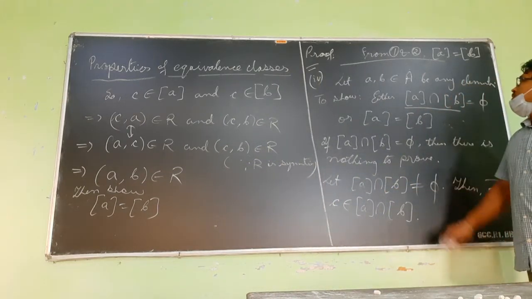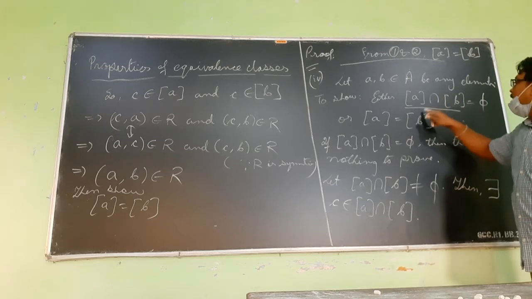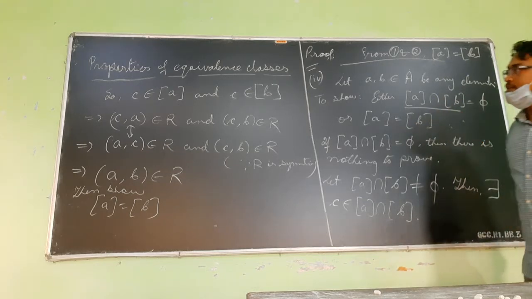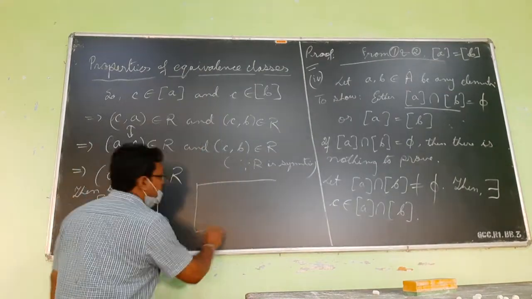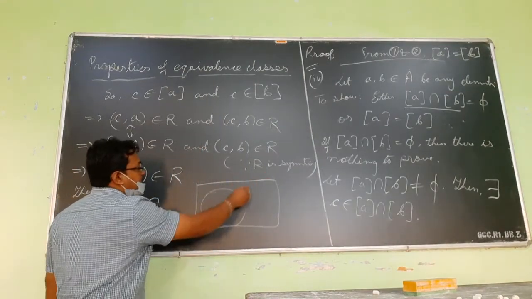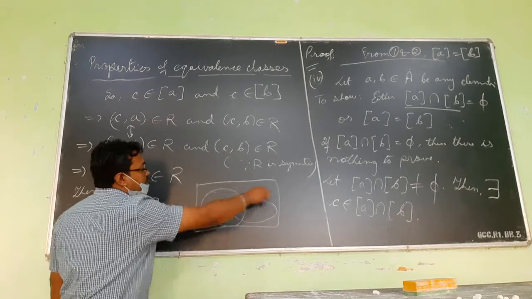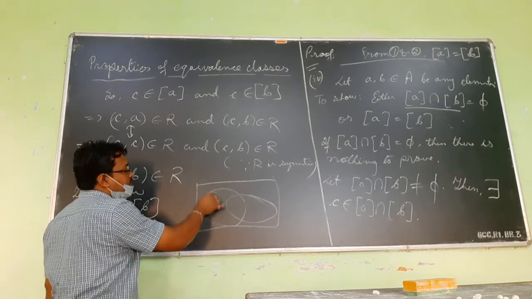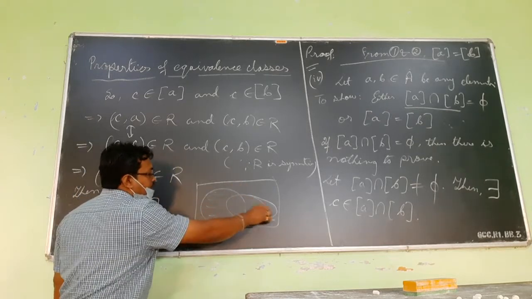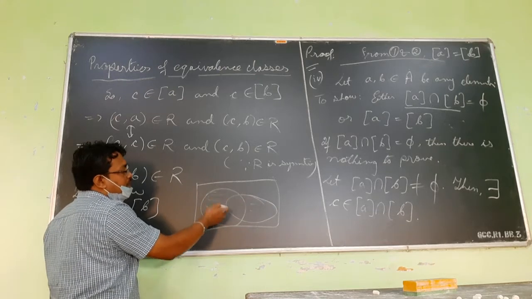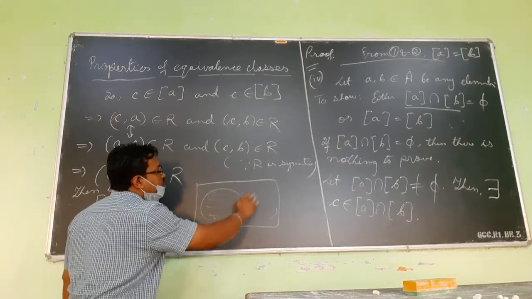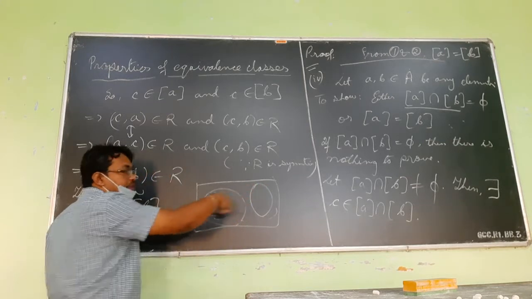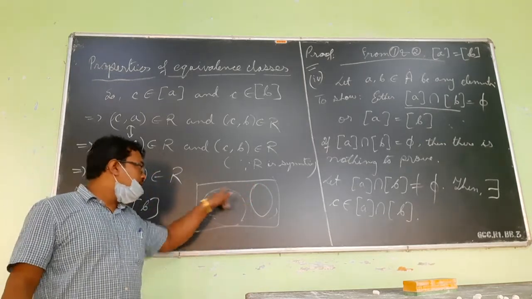So we have shown that any two equivalence classes are either disjoint or they are identical. So your equivalence classes cannot be something like this, this and this. This cannot be equivalence classes because they have something in common and something not in common. These two cannot be equivalence classes, but these two can be equivalence classes: separate. Either disjoint or they are same.